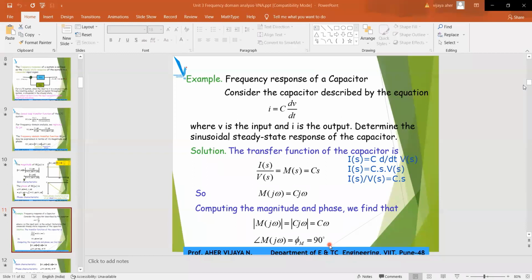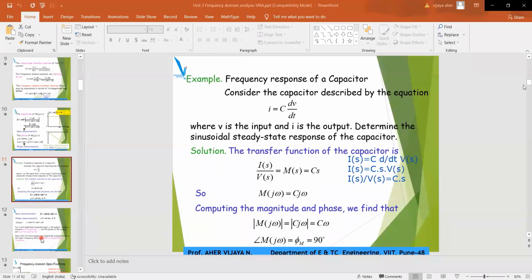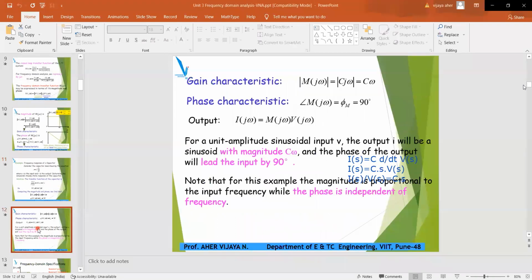So you got the amplitude or magnitude and phase for capacitor. Okay. So what is magnitude? Magnitude is equal to C omega and phase is equal to 90 degree. There is a 90 degree phase shift between input and output. Now this is how you can solve the example. Just I have taken a simple example. So magnitude we got is equal to C omega and phase is equal to 90 degree. Are you with me, students?